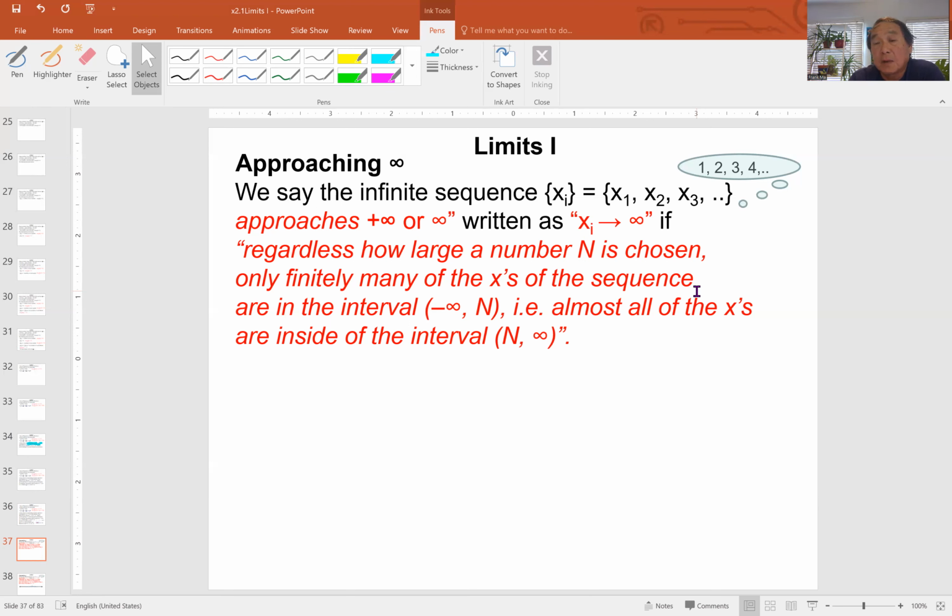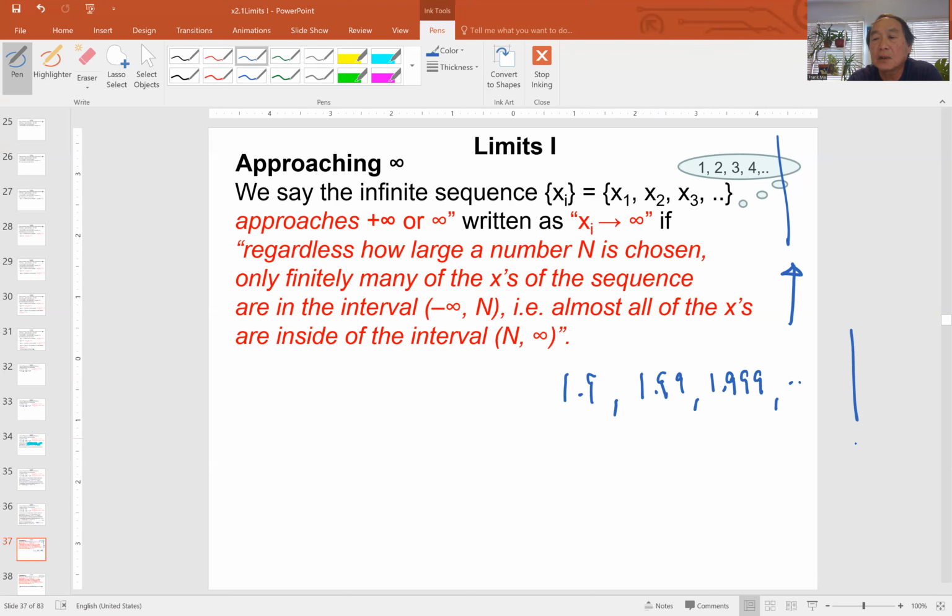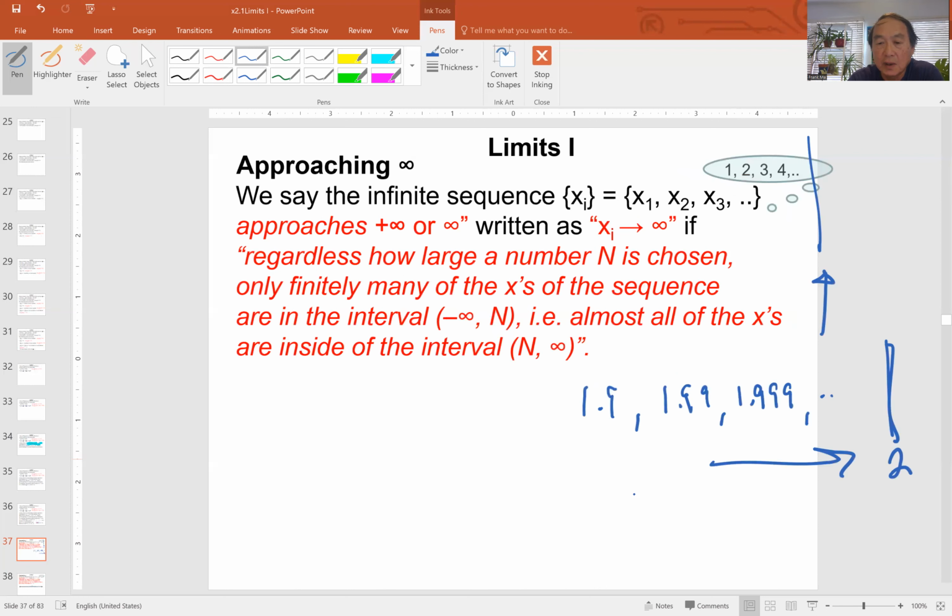Think of the sequence 1, 2, 3, 4, 5. So this sequence is, of course, marching toward infinity. It doesn't stop, first of all, and secondly, there's no upper bound. And I can think of a sequence 1.9, 1.99, 1.999. These sequences are also getting bigger and bigger, but they're all smaller than 2. So this one has an upper bound of 2.